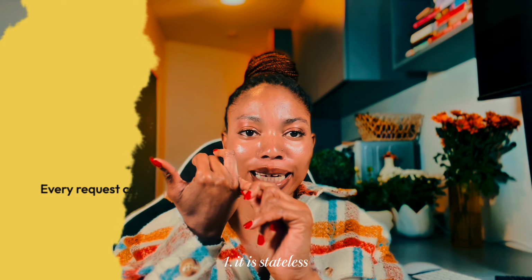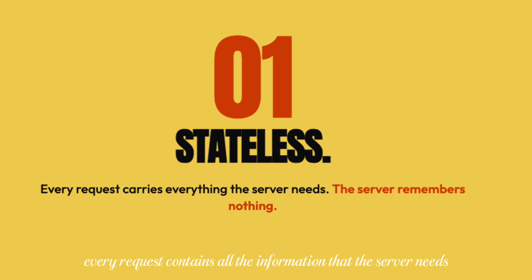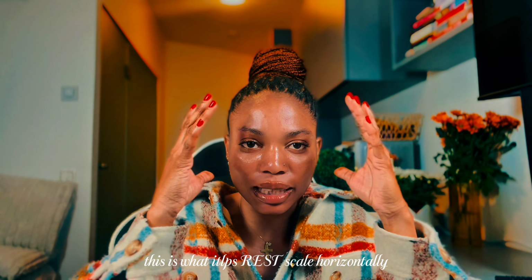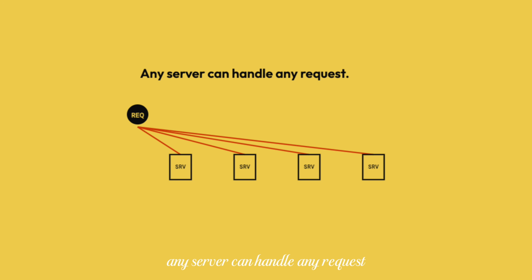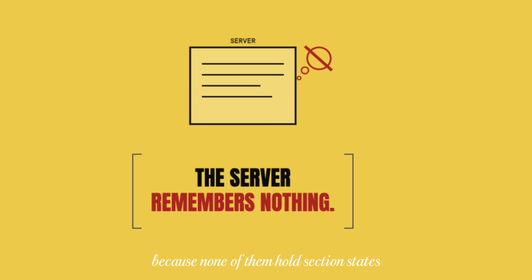Number one, it is stateless. Every request contains all the information that the server needs. The server remembers nothing between requests. This is what helps REST scale horizontally. Any server can handle any request because none of them hold session state.